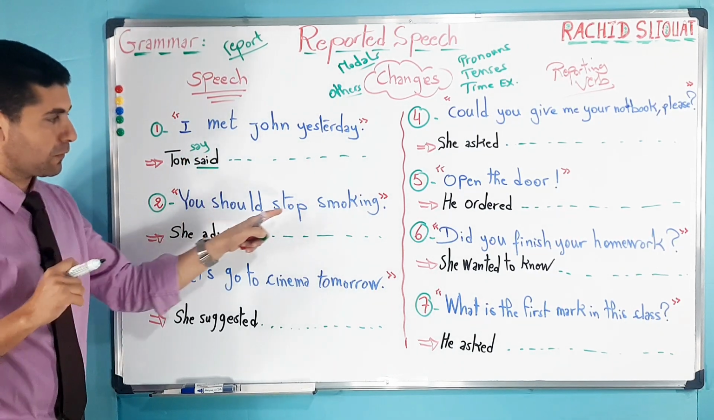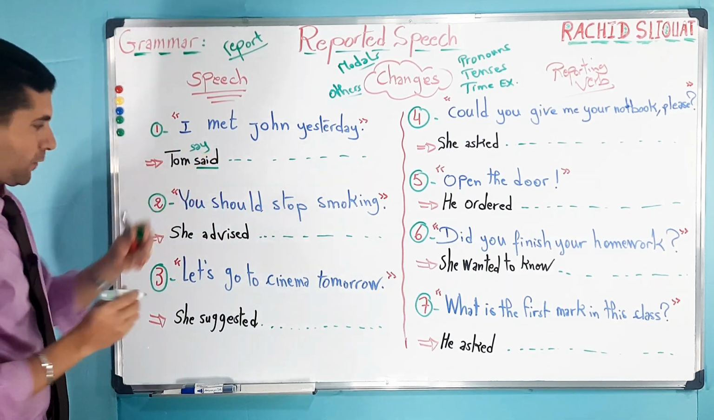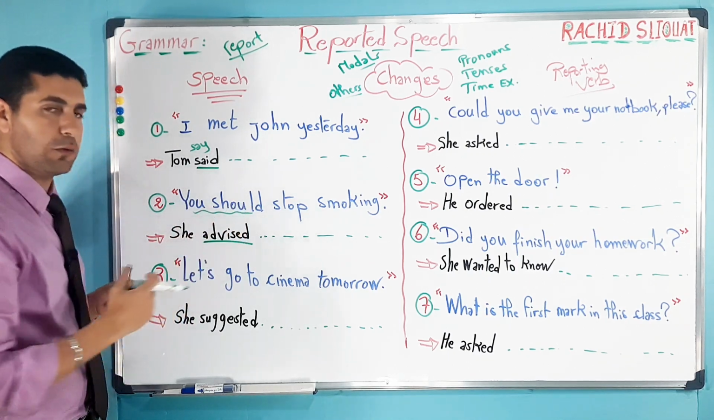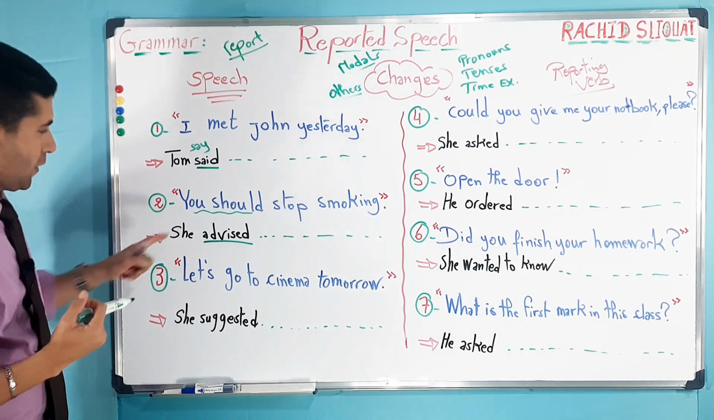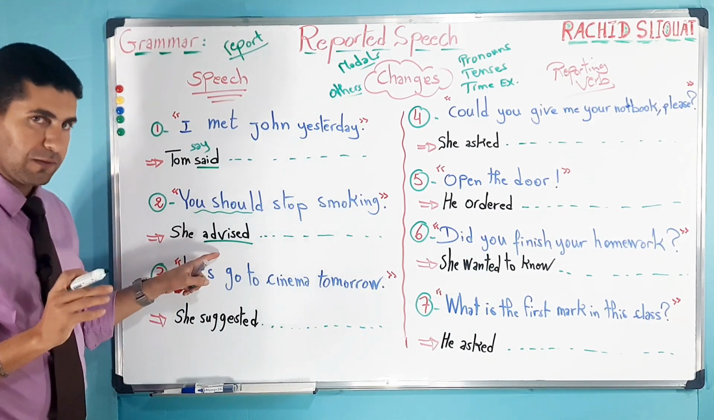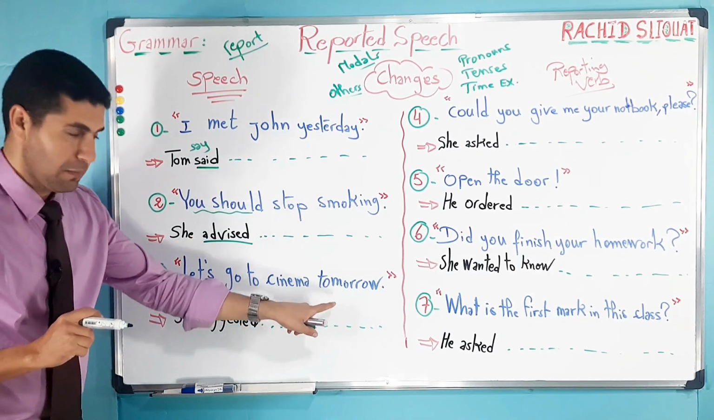Here we have, you should stop smoking. Very simply, the reporting verb is advised. So this is you should, and you should is always an expression that we can use to give advice. All right, you should. So she advised, and the verb is advise.